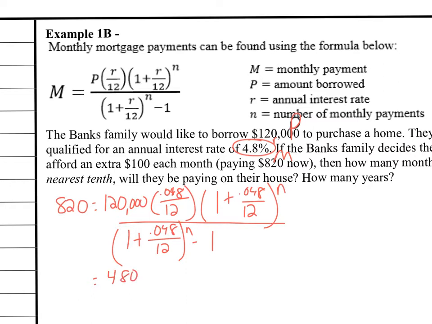And 1 plus 0.048 over 12 is still 1.004, same as it was on the last page, so that didn't change. Again, it's going to be all over the same thing, 1.004 to the n, and then minus 1. And it's still 820 equals that. The idea is still the same, put that over 1 and cross multiply.